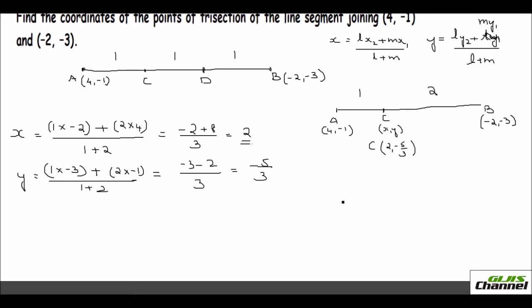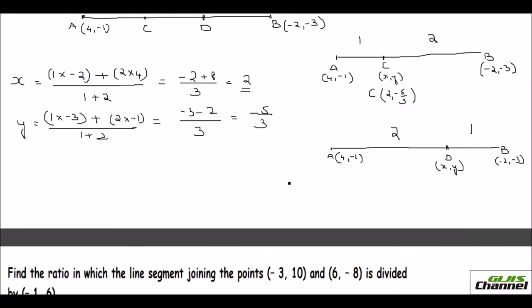So let us take the next line. I just draw the same line once again, and this time let us forget C. We needn't bother about C; we take the D part. You can do this problem in many ways; I am just doing it this way. So this is (4, -1) and here it is (-2, -3). This time your D coordinates are x and y. So let us find out. Now this time here your l is 2 and m is 1.